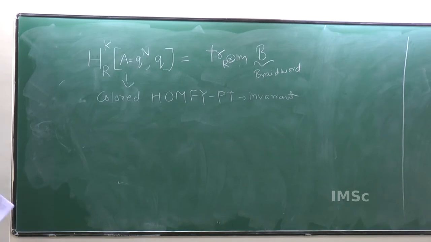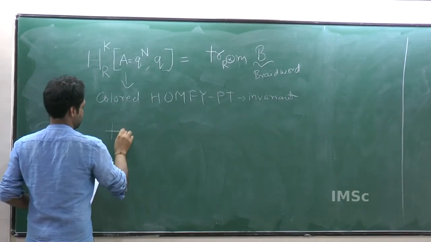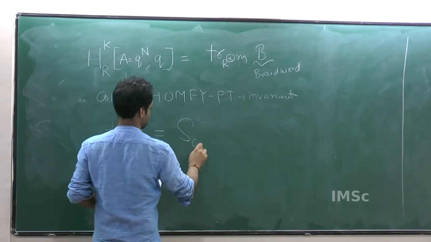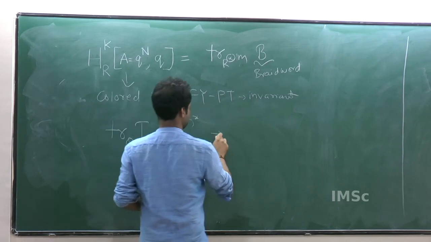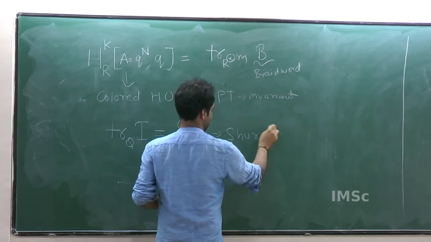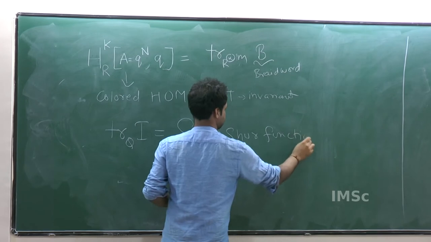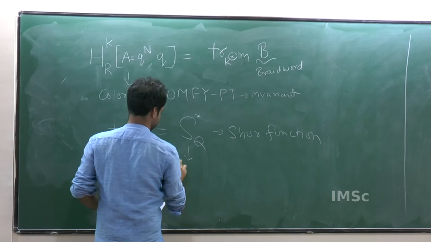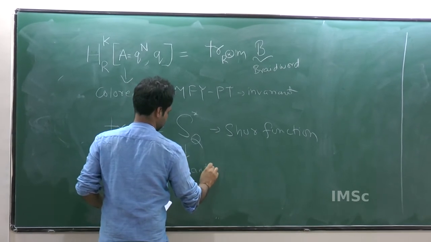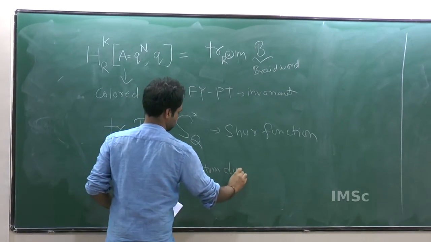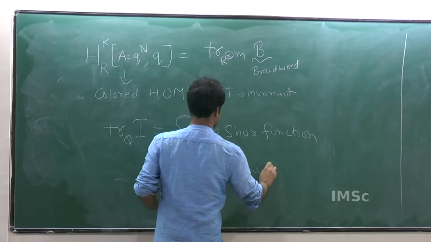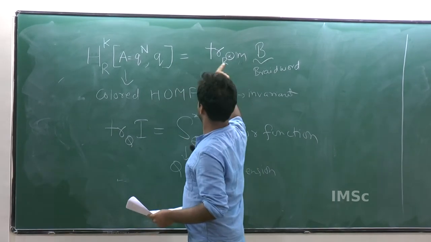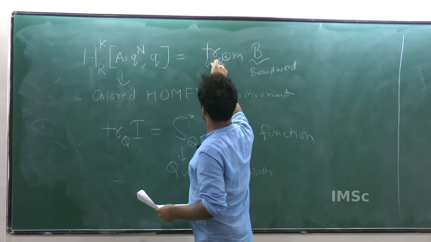And just a trace over Q and identity will give you a Schur function. It's called a Schur function, and this is nothing but the quantum dimension. Sorry, is Q I? I is the identity. And what is Q? Q is any given representation. So I can call Q an element of this.